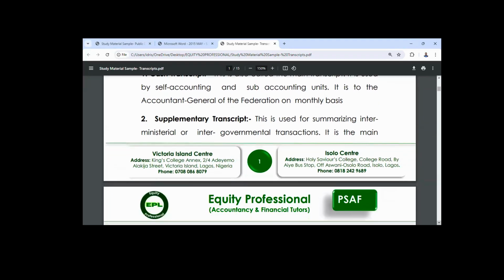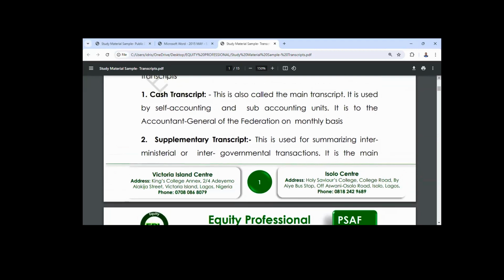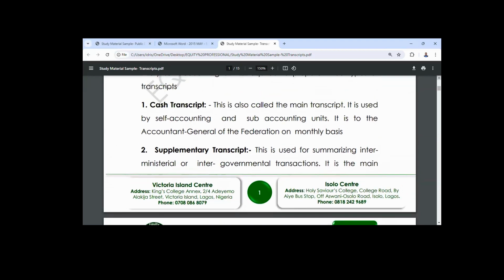Hello, sir. I have a question, sir. Okay, what is your question? Based on the explanation, you said by self-accounting and sub-self-accounting units, but in the material, it is written sub-accounting unit. In the material, you said, I said what? In your explanation, you said it is used by self-accounting units, and sub-accounting unit actually. But in the material, it was written sub-accounting unit alone. So I just want to know if it is, which one is No.